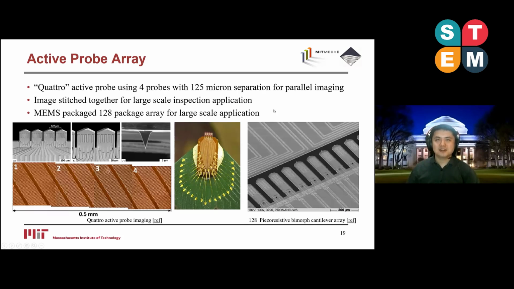With embedded sensors, the active probes can also be produced in arrays. This is showing four parallel active cantilever probes imaging one sample simultaneously. They are spaced 125 microns apart. You can move over that range and then stitch four images together to get a large-range overview of the sample in a fairly quick manner.